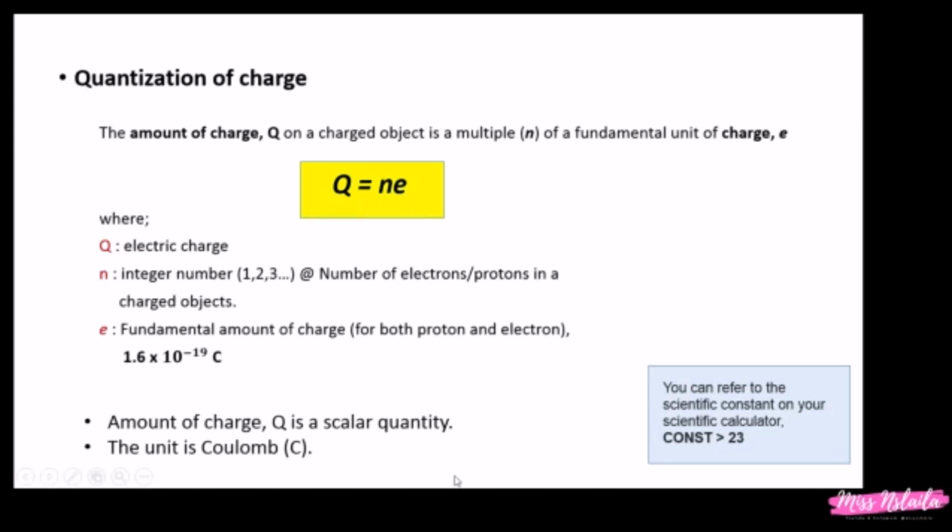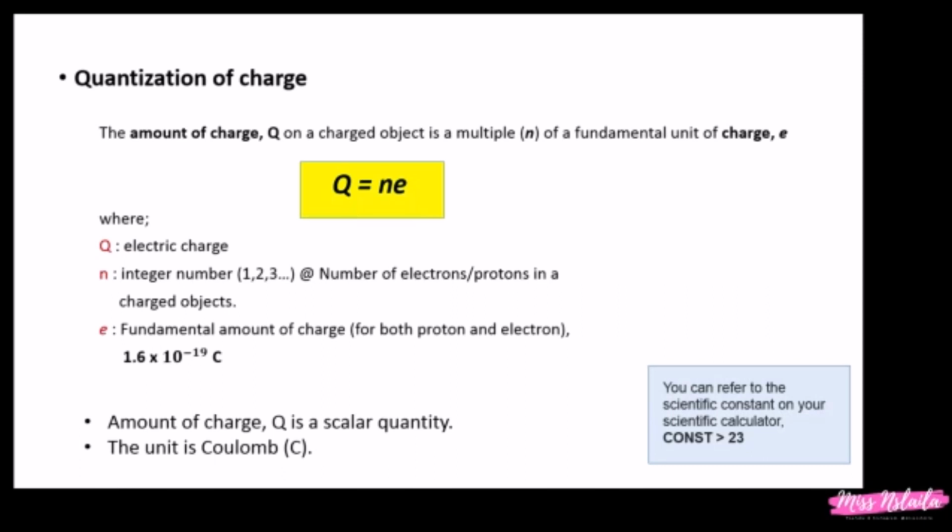Quantization of charge is the method of measuring the amount of charge on a charged object. The symbol for the amount of charge is Q. We can use capital letter Q or small letter q. And Q is equal to NE. N is an integer number. It depends on how many protons or how many electrons are in that charged object. And e is the fundamental amount of charge.